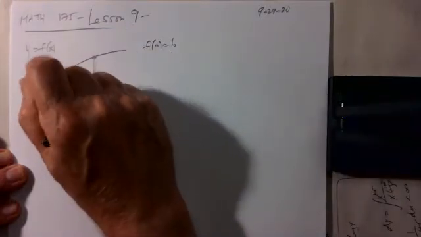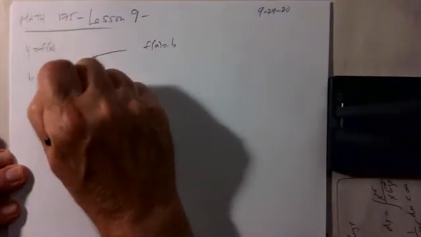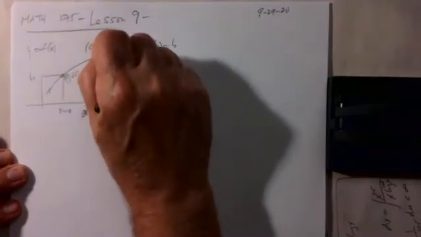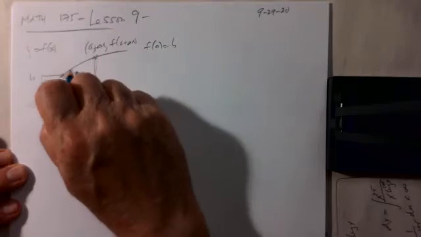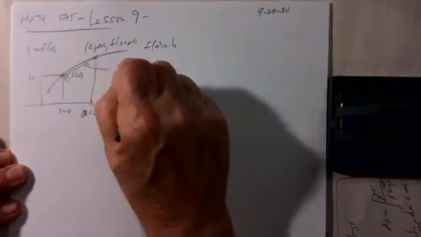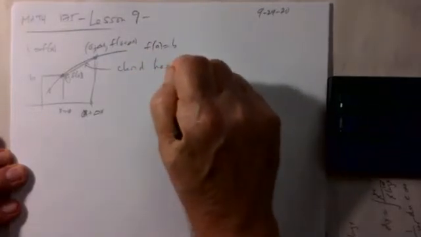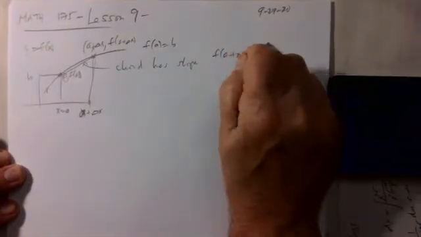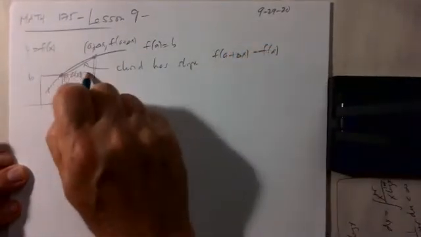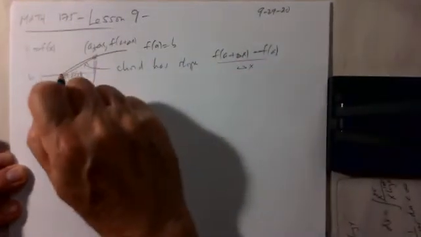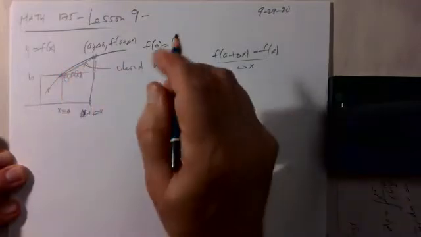So this point has coordinates a comma f of a, and this point has coordinates a plus delta x and f of a plus delta x. And if we draw the line between those 2 points, that's the chord. This chord has slope rise over run. So f of a plus delta x minus f of a, that's the change in the height. And the run from here to here is delta x. So this is the average change as you go from a to a plus delta x.